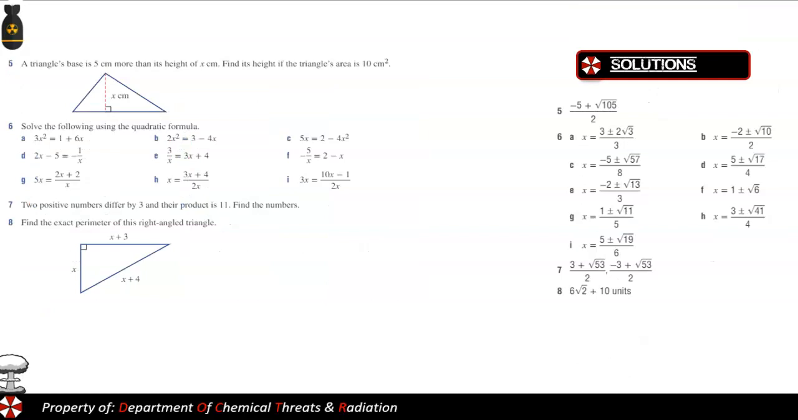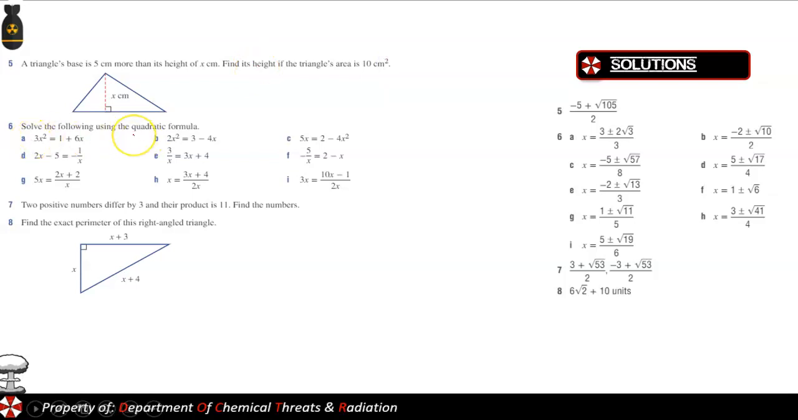So now we're looking at more of a visual representation. So in this case, a triangle's base is 5 centimeters more than its height of x. I think we actually did something very similar to this a few lessons ago as an opener. We know that the triangle's area is 10 centimeters squared. We want to find the height. So use this concept of what we've talked about, generate a quadratic based on this, see if you can find the height of the triangle.